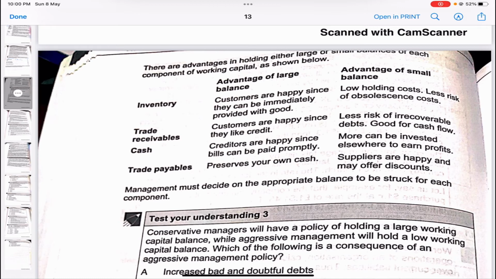What happens when the trade receivables are large? So what are trade receivables?